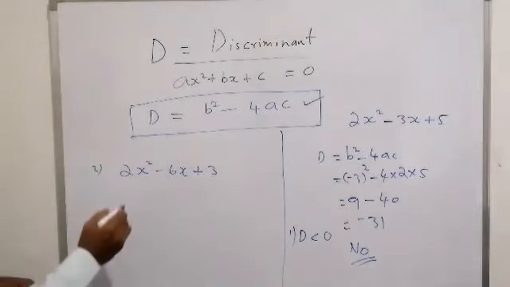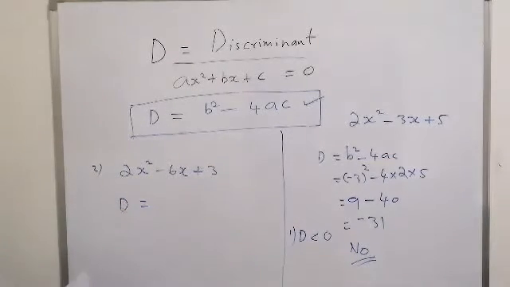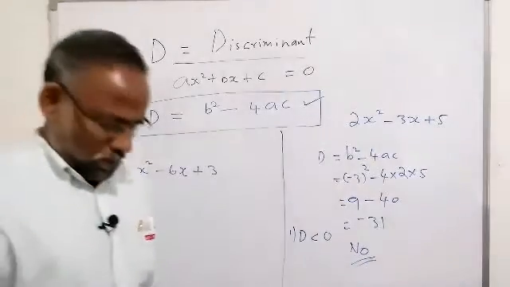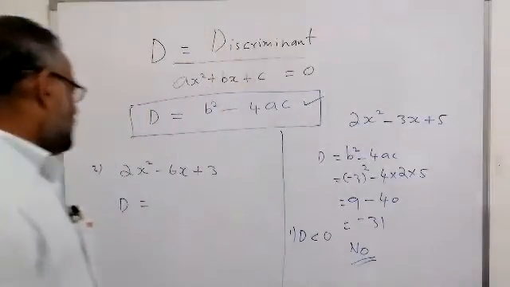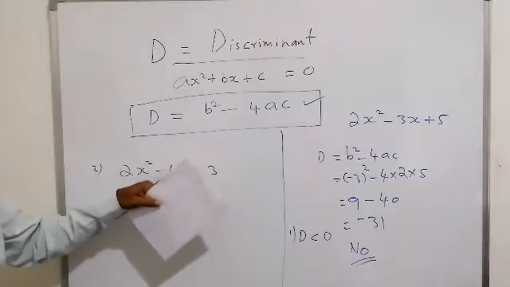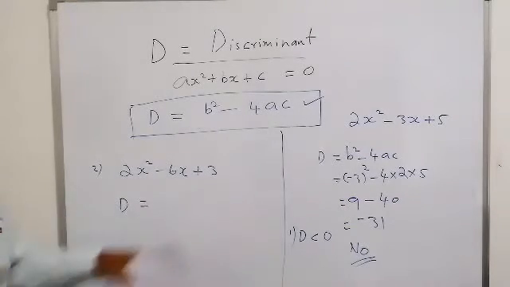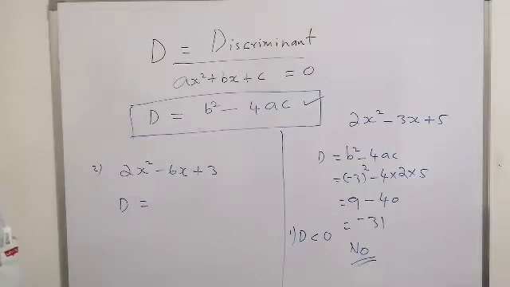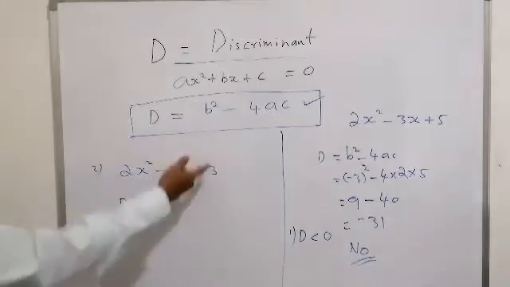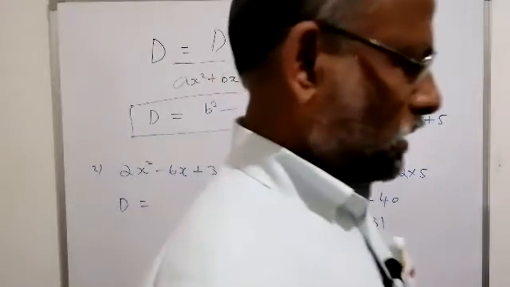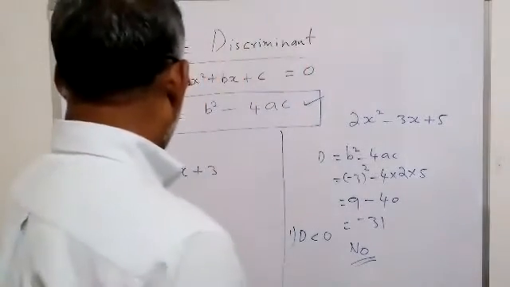All of you try to find D as rough work. The quadratic equation, the second one, is 2x square minus 6x plus 3. Find D. Splitting the middle term will not work out here.